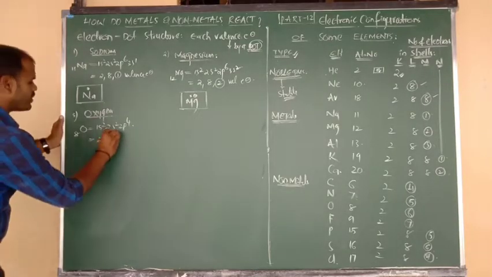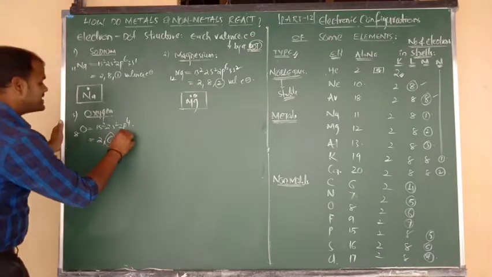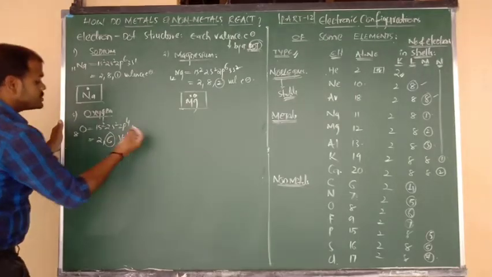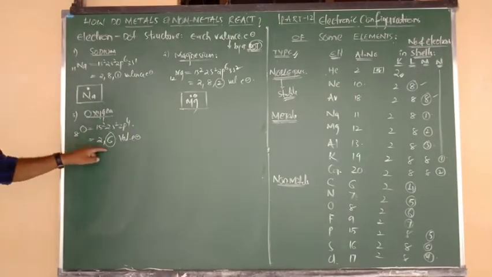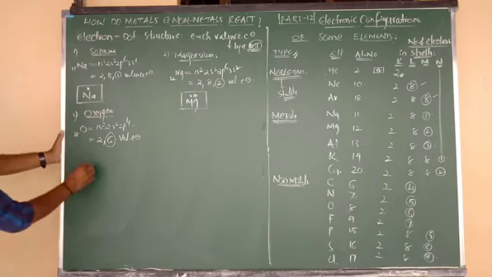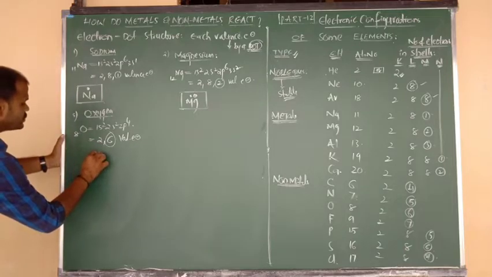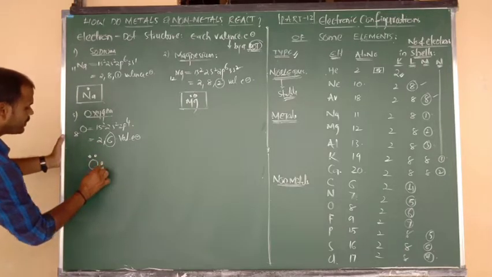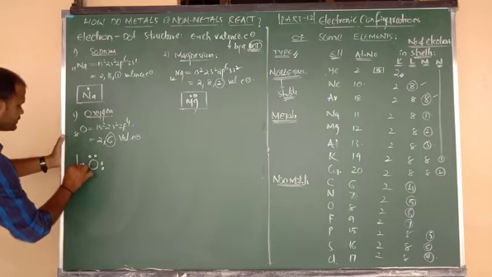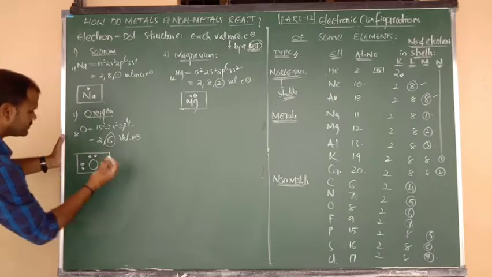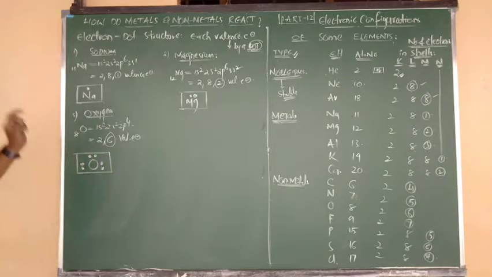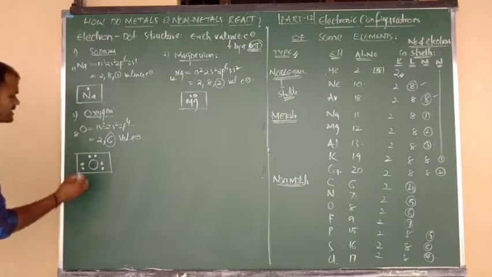But here in the outermost orbit, how many electrons are there? 6 valence electrons are there. So how many dots do we have to represent? 6 dots upon the oxygen. O contains 1, 2, 3, 4 and 5, 6. In that way we have to denote 6 dots, nothing but 6 valence electrons.